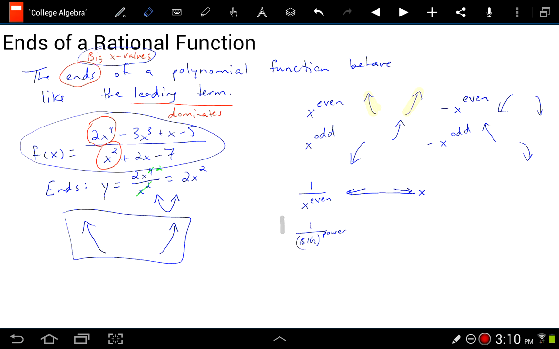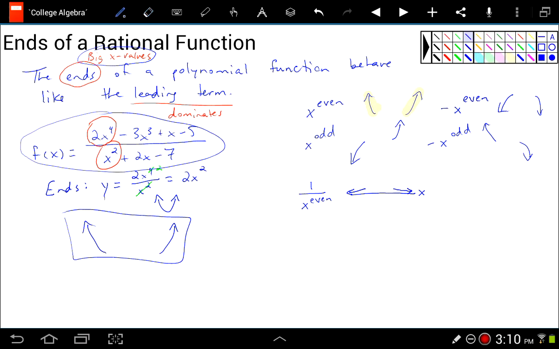So you need to know, whenever you have 1 over x to an even power, your ends are going to behave like this. And you can probably imagine, if you have negative 1 over x to an even power, then you're still going to approach the x-axis, but from the negative side, because now it's flipped over and is negative.